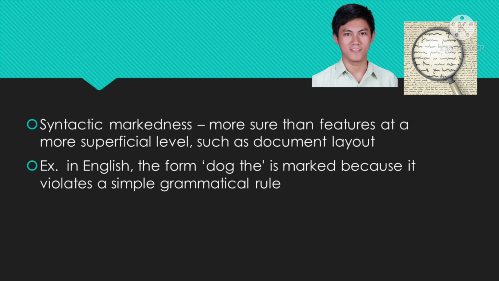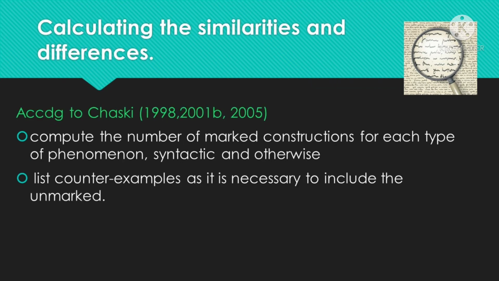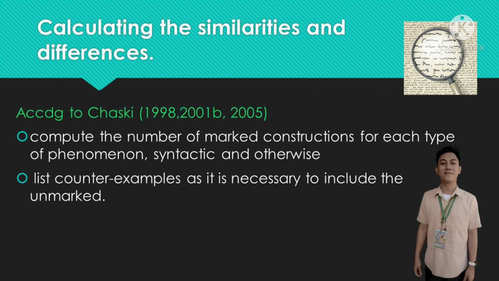With syntactic markedness, we are on surer ground than studying features at a more superficial level, such as document layout. We know as speakers that in English, the form dog the is marked because it violates a simple, easily observable grammatical rule. The next question is calculating the similarities and differences. To do this, compute the number of marked constructions for each type of phenomenon, syntactic and otherwise. It is also important to list counterexamples.